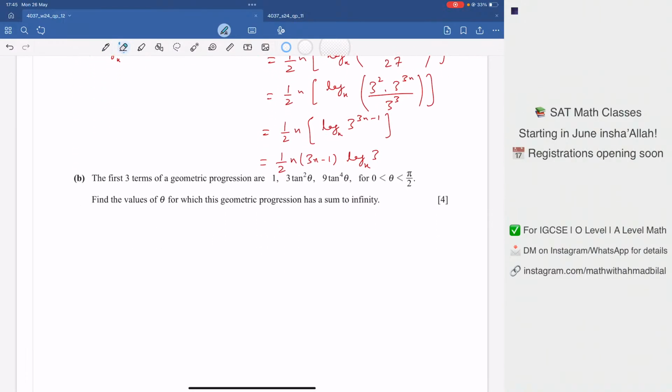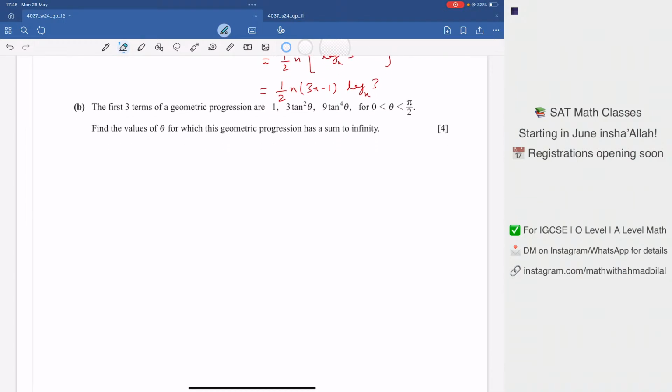Part B. Now it says the first 3 terms of a GP. Now it's different from the first part. The first 3 terms of a GP are given by this. It has a sum to infinity. If it has a sum to infinity, that means the ratio has to be between -1 and 1. We discussed a similar question earlier as well in the stream. The first 3 terms are these.